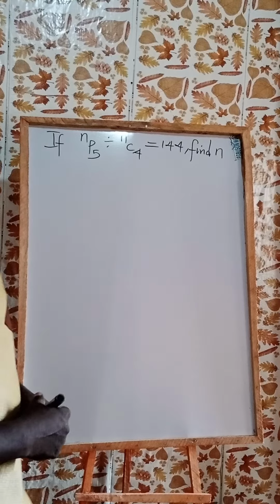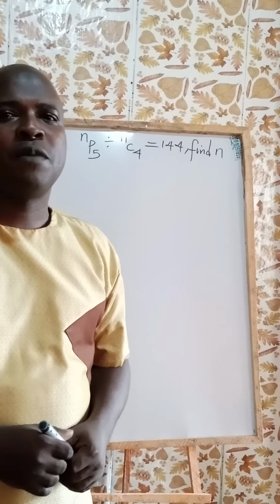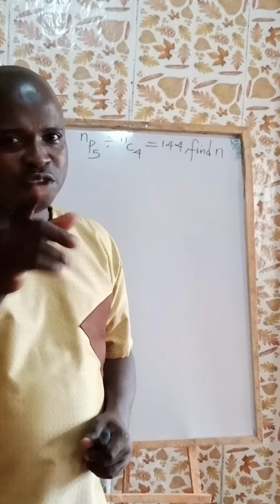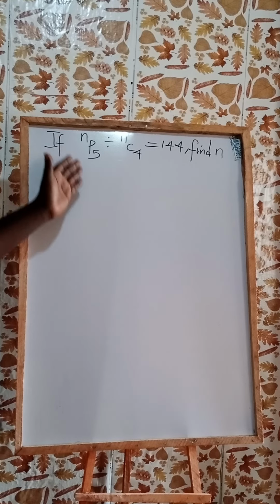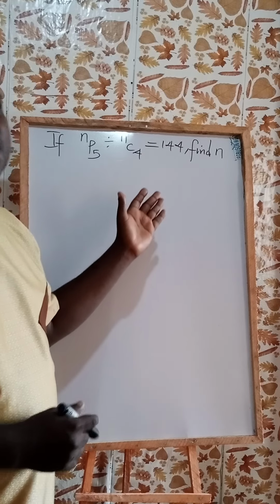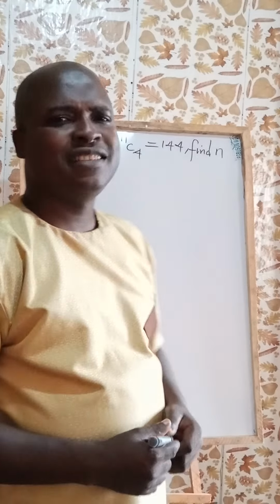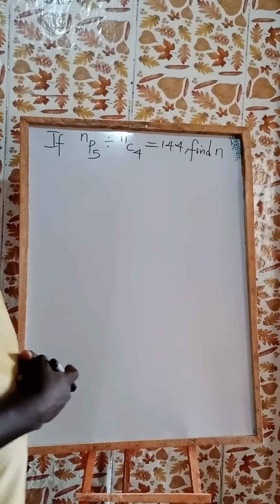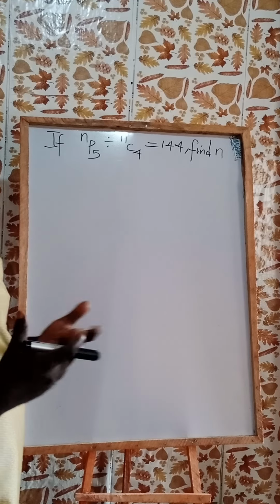Today, I got a question from one of my students. He gave me a question on combination and permutation, and I would like to share the question with you. Look at the question we have on the board. If nP5 divided by nC4 is equal to 144, find n. How can we solve this simple question? To me, it is simple, but I don't know how the question will be to you.